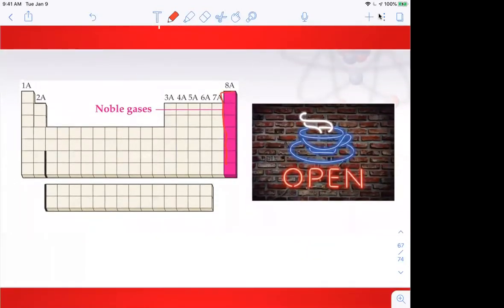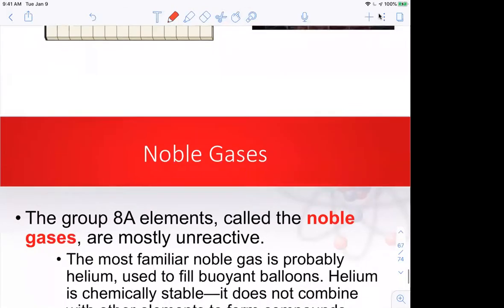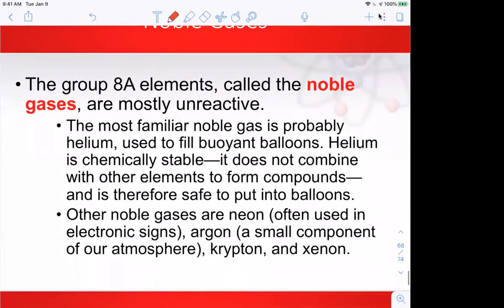8A, the very last column on the periodic table. Those are called my noble gases. They're mostly unreactive. They used to be called inert, but we do know that there are compounds that can be made from various noble gases, so I really can't call them inert or totally unreactive.